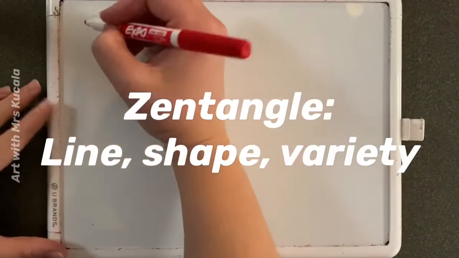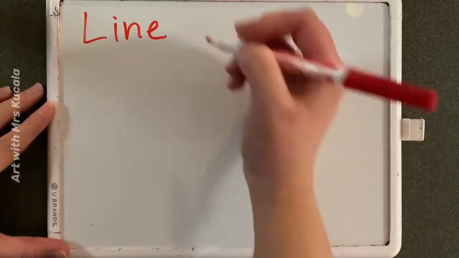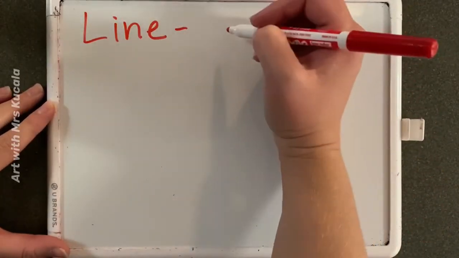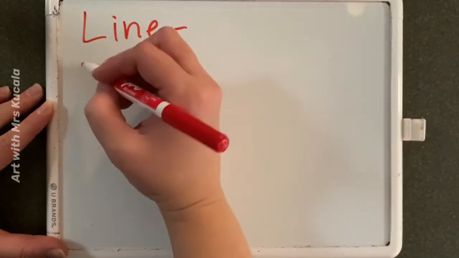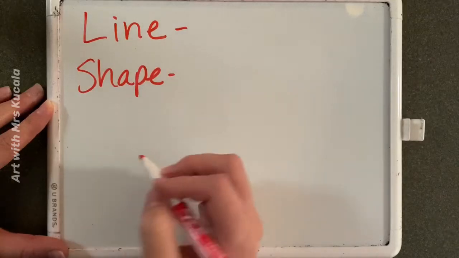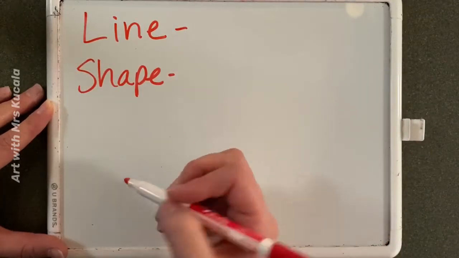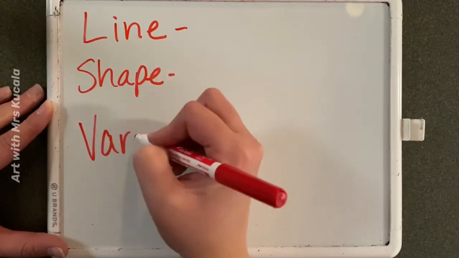Okay, this week we are going to focus on two really important art elements, which is line and shape. And we are also going to focus on a very important principle of design called variety.